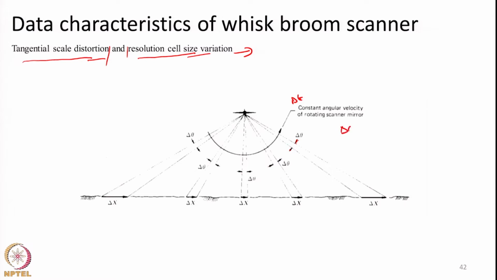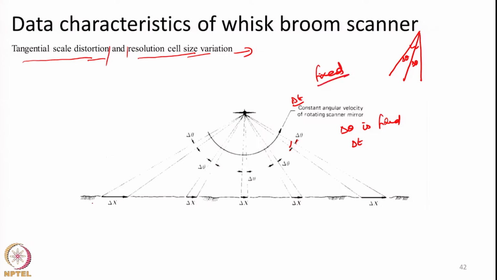This delta theta is fixed for a given delta t, right, because let us say the scanner starts from here, after time delta t it would have come here, it would have covered an angle of delta theta. After another time of delta t it would have come here, again it would have covered the same angle delta theta. So, the angular distance covered and the time taken between each sample is fixed.